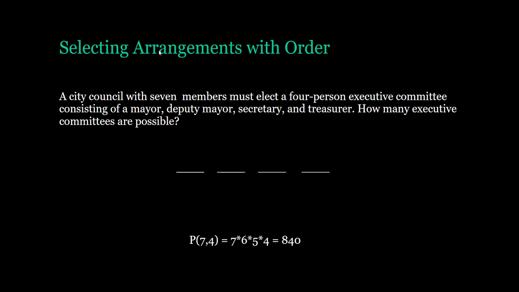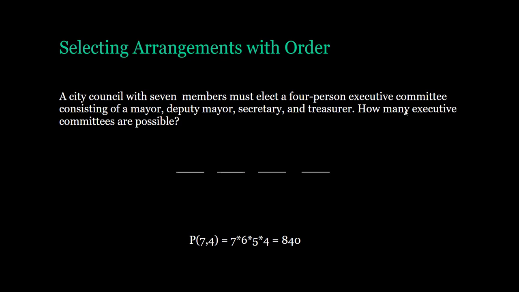Now we'll look at selecting arrangements when order matters. Here we have a city council with 7 members. So these are people, so obviously no repetition. We must select from those 7 members a 4-person committee. Here the order matters because I care if I am mayor or secretary. I have a different job. So mayor, deputy mayor, secretary, and treasurer. Those are the 4 positions. These are key points to tell you that order matters here. That's how to recognize that from a prompt.